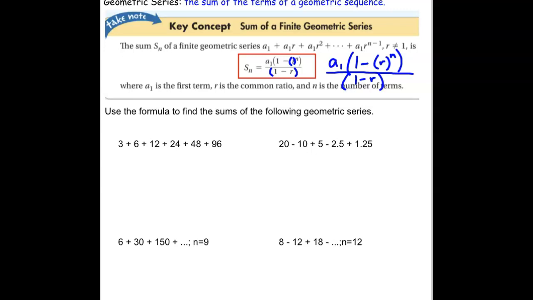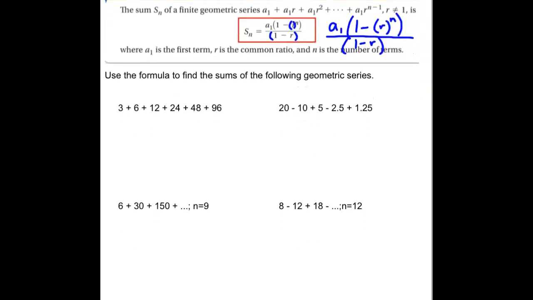So again, a sub 1 is our first term, r is that common ratio, and n is the number of terms in our sequence. So we want to use the formula to find the sums for these geometric series. The first ones here, we can just count how many terms there are. So in this example, we have 6 terms, so that tells me that n equals 6. To find our r value, we take the second term divided by the first. So it looks like we're just multiplying by 2.